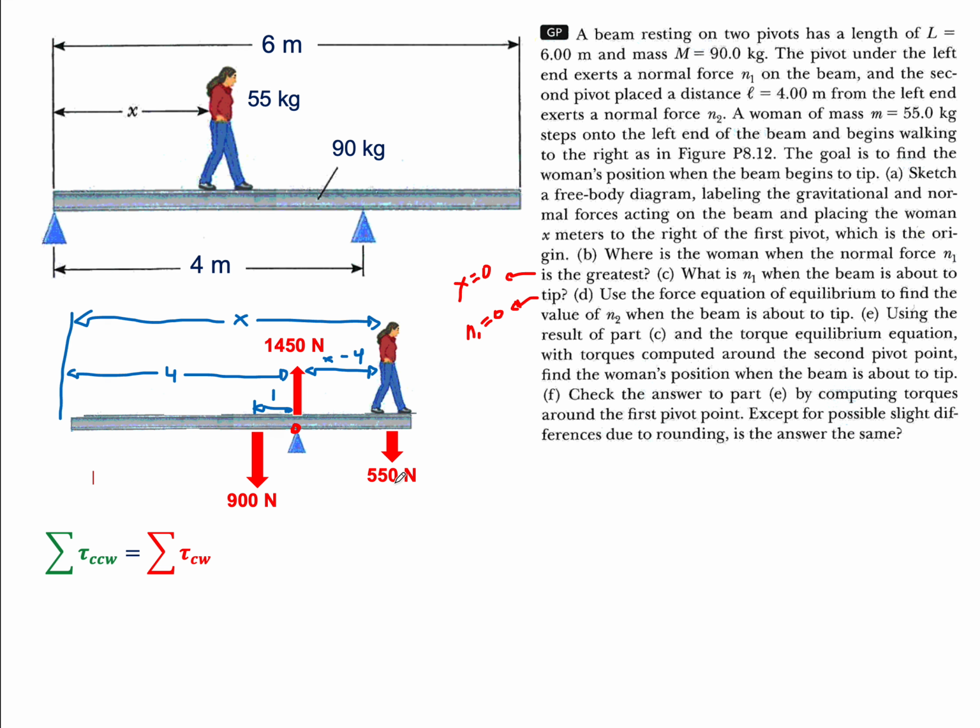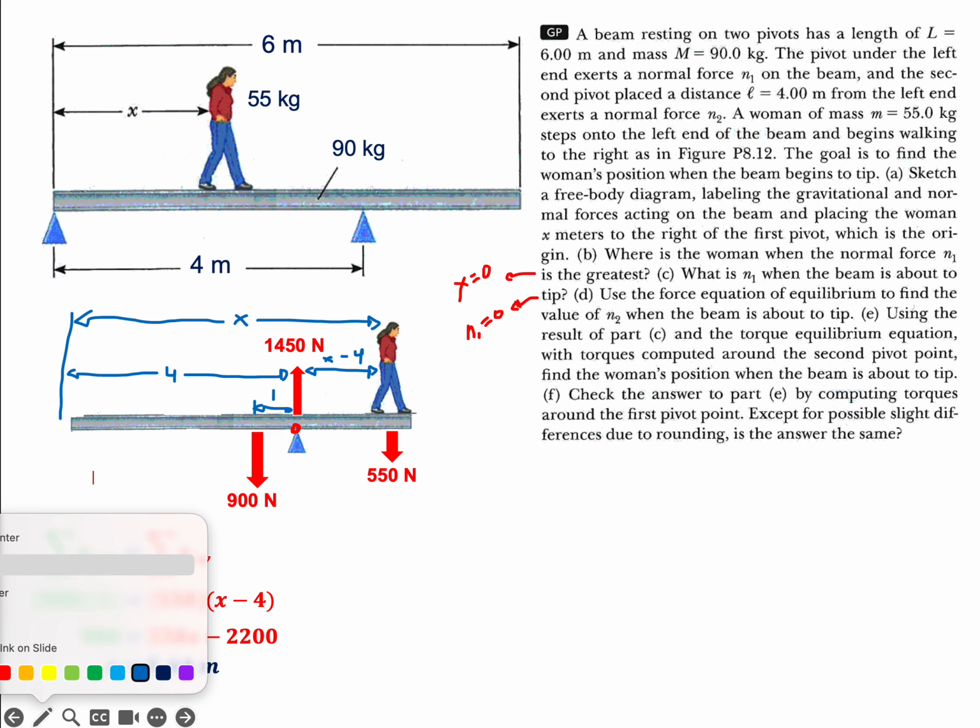Torques clockwise equals torques counterclockwise. Relative to that pivot point I've shown, the 900 is trying to rotate it counterclockwise, and it's 1 meter away times the sine of 90. And this is going to be 550 times x minus 4, this distance I specified there. If you solve that, you'll discover that x, measured from the far side, should be 5.64.